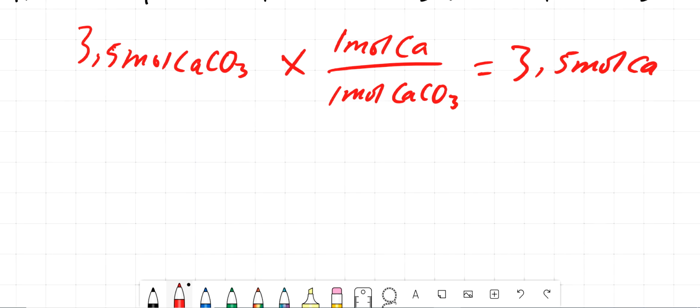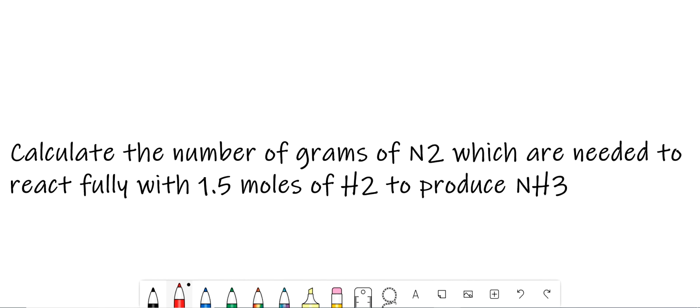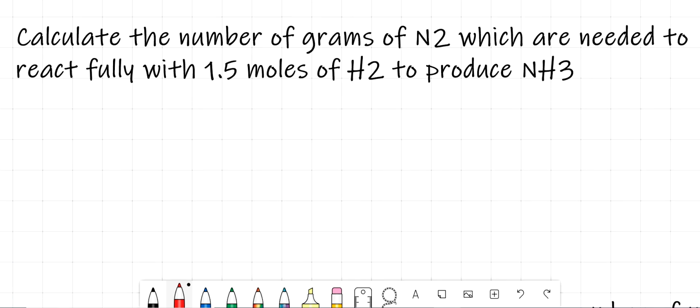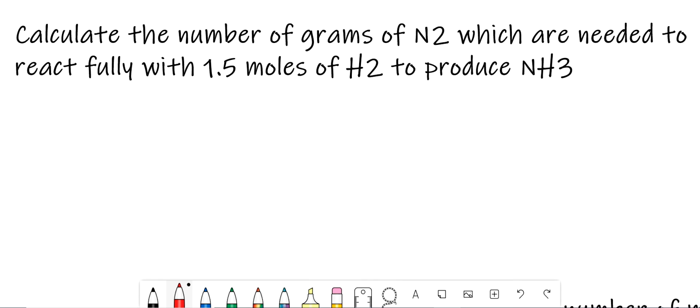The next question is not a little bit challenging, but it's okay. Calculate the number of grams of nitrogen gas which are needed to react fully with 1.5 moles of hydrogen gas to produce ammonia. In this case, before you can do anything, please first write a chemical equation.